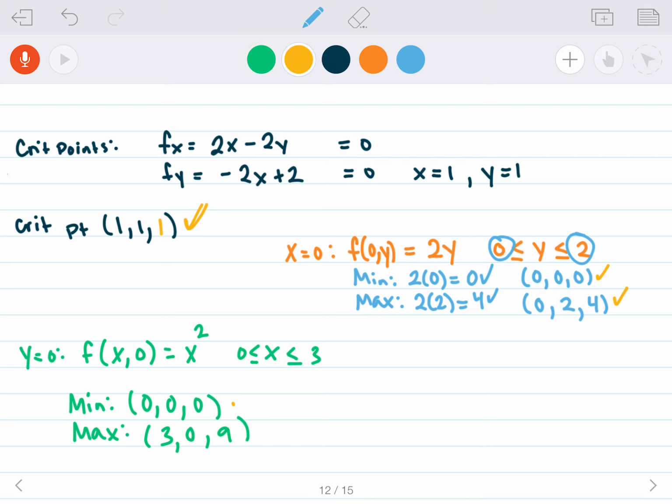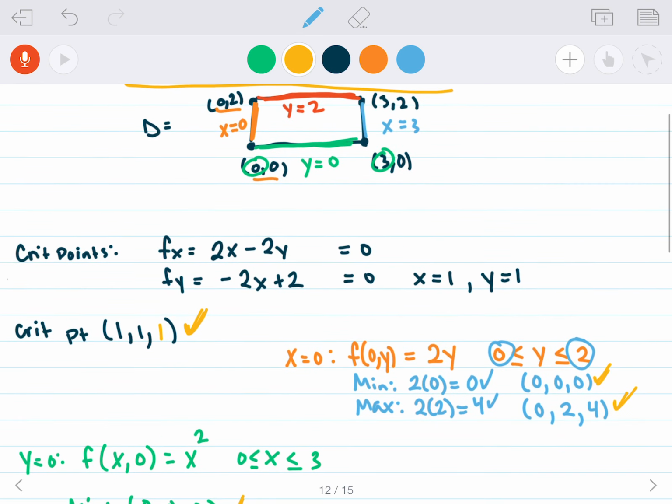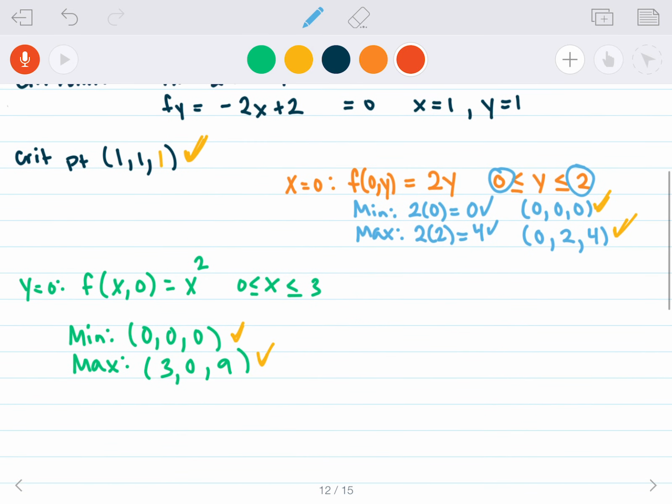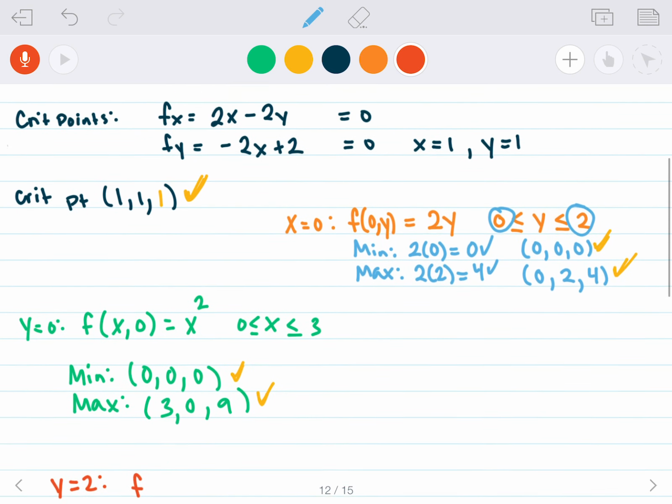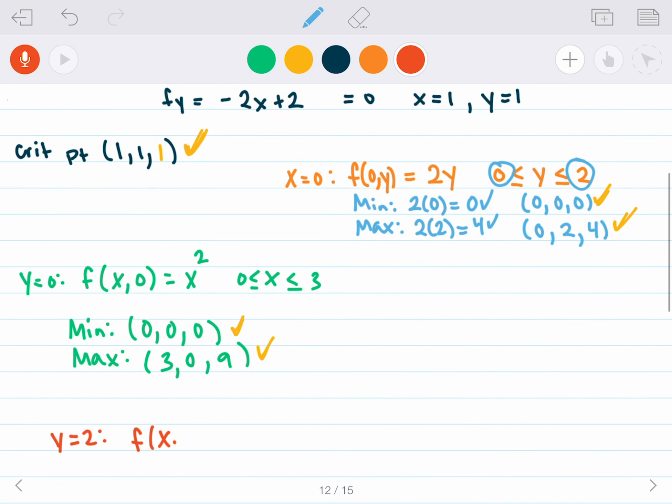So far we have 1, 2, 3, 4, 5 possible contenders for absolute max and min. Now we have to check the red boundary and the blue boundary and we'll be done. So for the red boundary, we have y equals 2. And so again, x is going to vary between x is 0 and x is 3. So we have f of x comma 2.